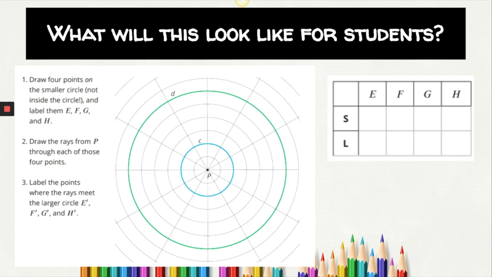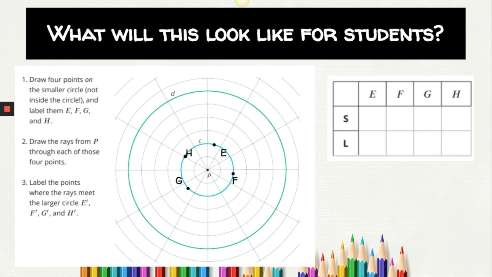On the first sheet, it just wants to get them familiar with some of the vocabulary, but it's very important that you follow the instructions listed on the worksheet. So number 1, draw 4 points on the smaller circle, not inside the circle, and label them E, F, and G. And we'll see why that's important here in just a minute. So there are my 4 points, E, F, and G.